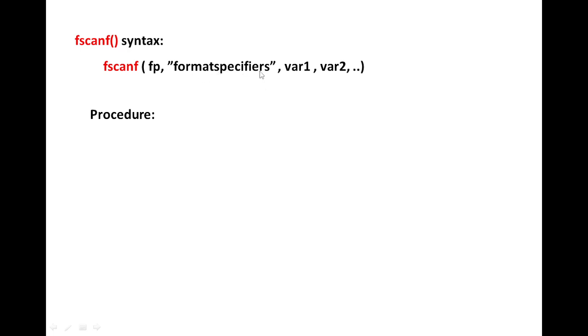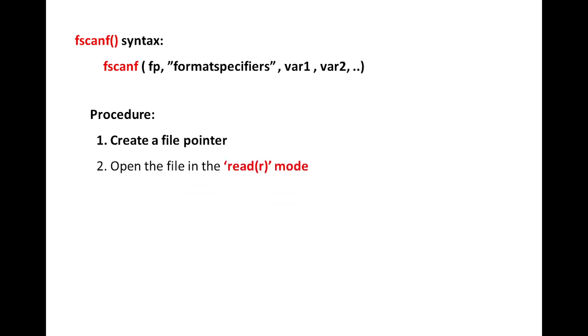So that's why we are using the format specifier. According to the format specifier, we should have explicit variables in our code: variable 1, variable 2, like that. Okay, now I come to the procedure. Procedure-wise, it is very simple. First of all, we should create a file pointer to open the file, and we have to assign the read mode to the open file. Then third, we have to check whether the file exists or not.